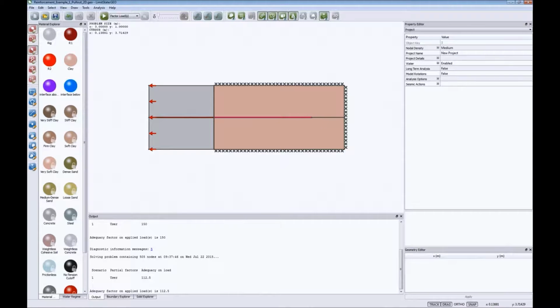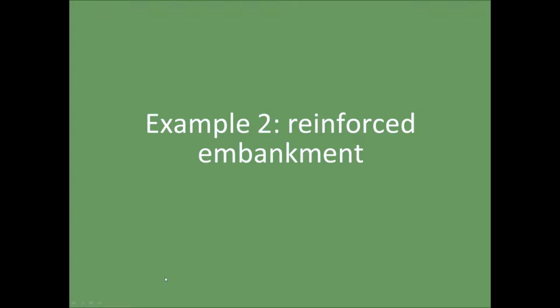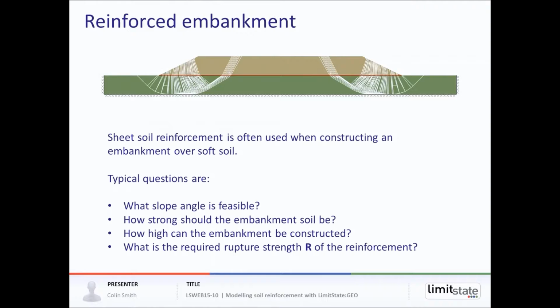So having looked at that briefly, we'll now look at an example of how we apply that in a practical problem. So we'll look at a reinforced embankment. So this is when you're constructing something over very soft soil. You may put a geotextile, some reinforcing layer on the top of that before you construct the embankment, which may be constructed out of stronger frictional soils.